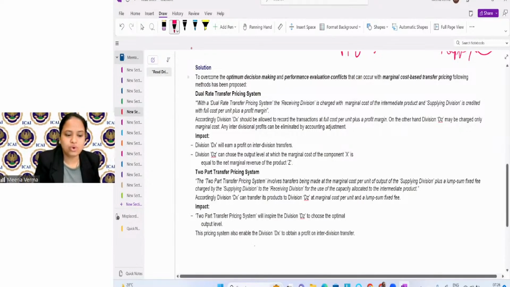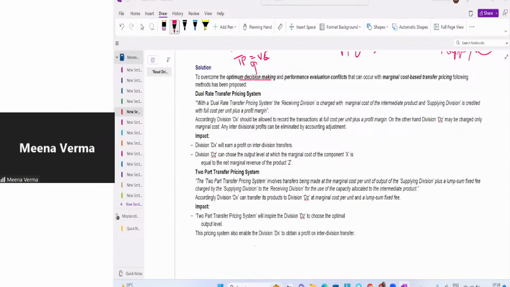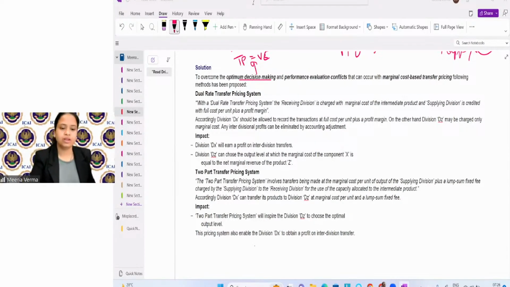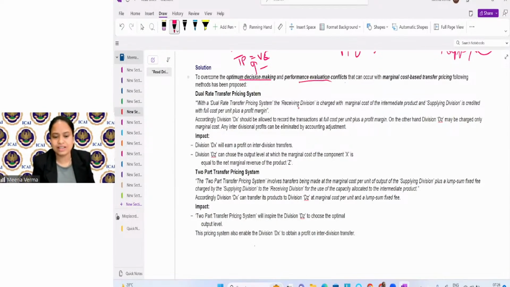To overcome the optimum decision making. We have taken optimum decision making by considering transfer price as variable cost. This was the best, actually, this was the best way to decide the transfer price. We have taken this transfer price. So we have decided a transfer price as variable cost. Optimum decision making. And performance evaluation conflict that occur with marginal cost based transfer pricing.